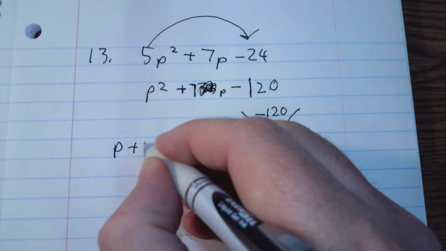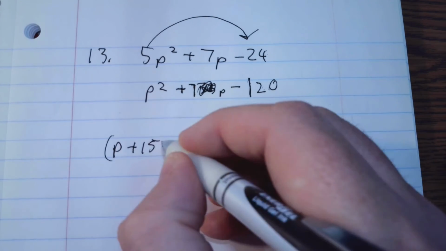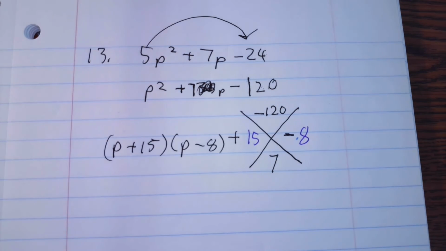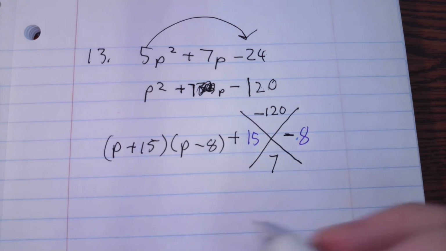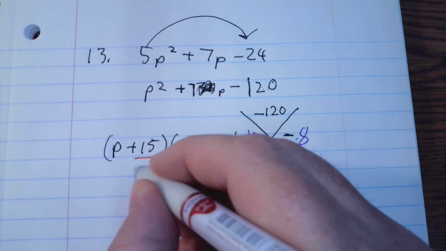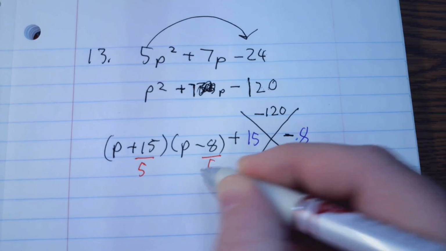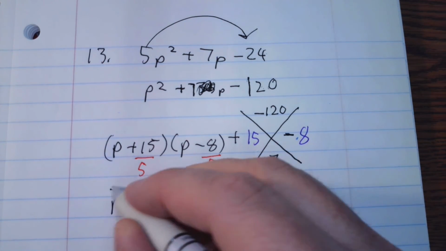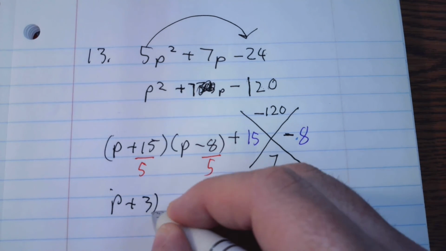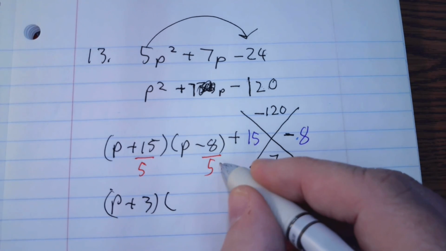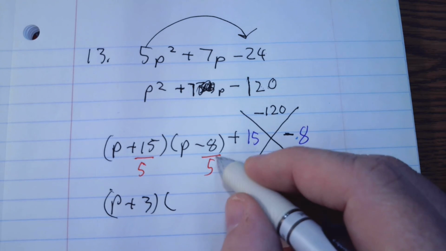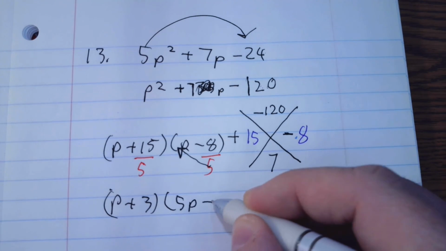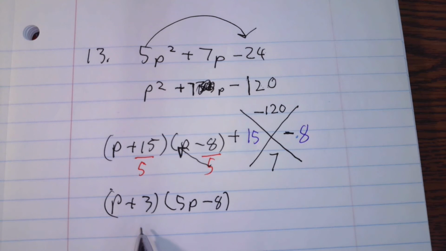P plus 15. P minus 8. I got to divide. Divide by 5, divide by 5. All right, P plus 3. And fraction, I don't like it. So I just move this right up here and do 5P minus 8. And let's see if that's going to work.